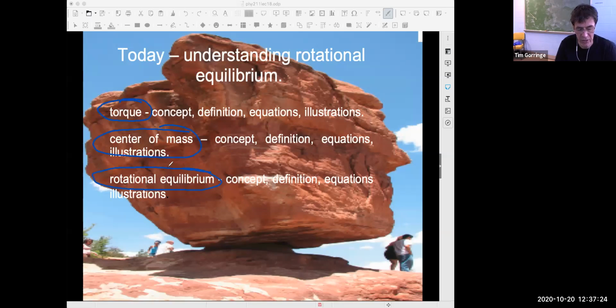And in each of these cases, I'm going to introduce the concept of torque and center of mass. I'm going to give you definitions of torque and center of mass. I'm going to write down some equations for torque and center of mass, and we're going to look at some illustrations, some examples. So that's the basic plan.